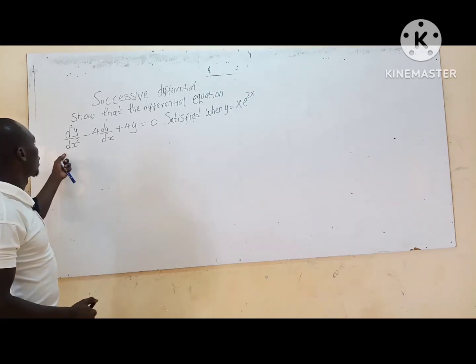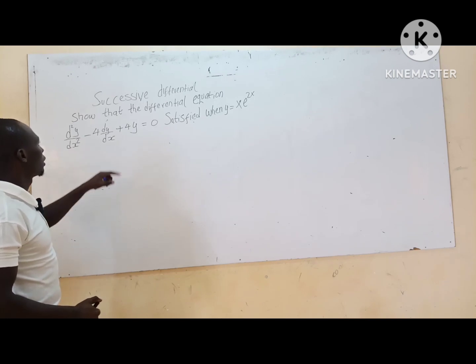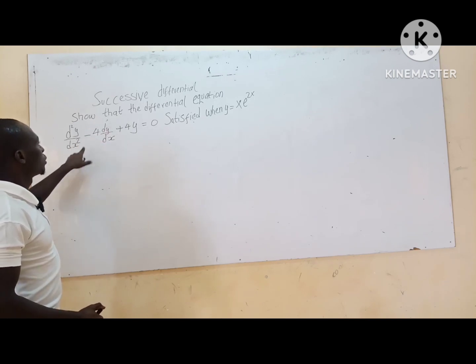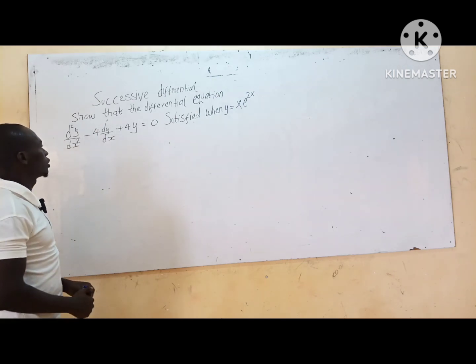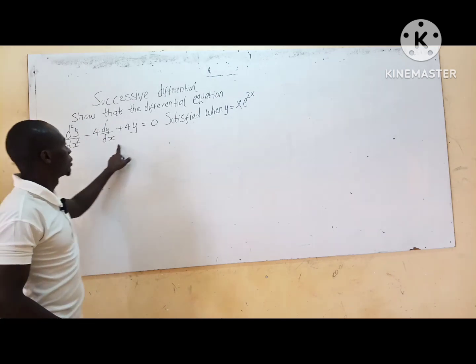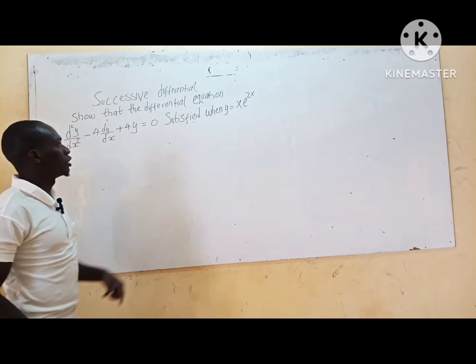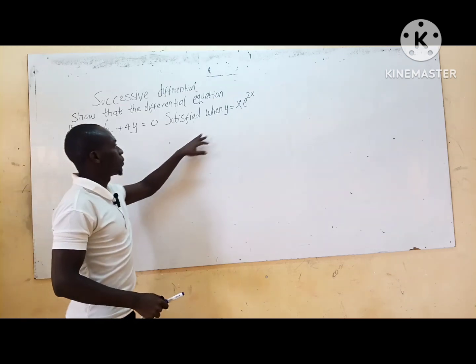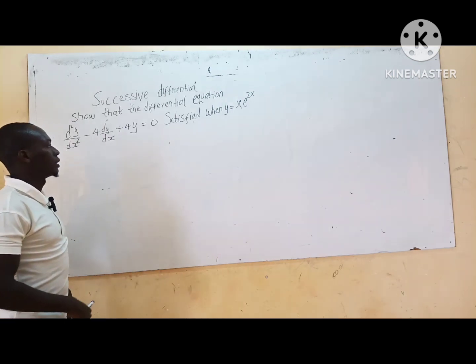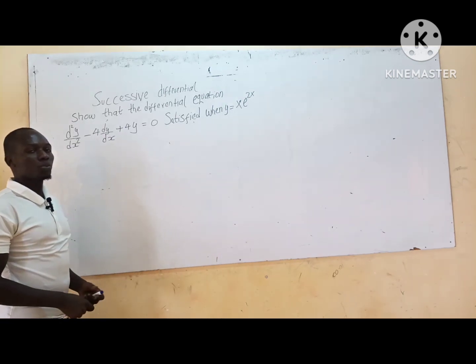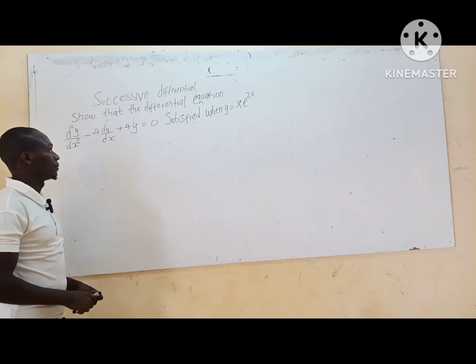You can be given a question like this. You can be told to differentiate. You can be told to show that the differential equation of this one is equal to 0, satisfied when you've been given y equals x multiplied by exponential 2x.